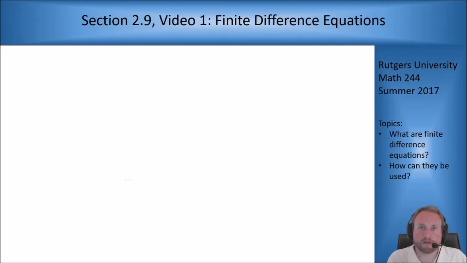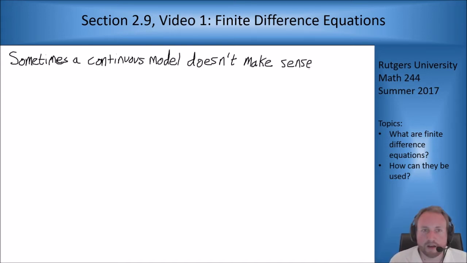So the idea of wanting to use a finite difference equation to define something is that sometimes for things you're trying to model, a continuous model doesn't make sense and a more discrete or stepwise model does make sense. So what are some situations where this might be the case?